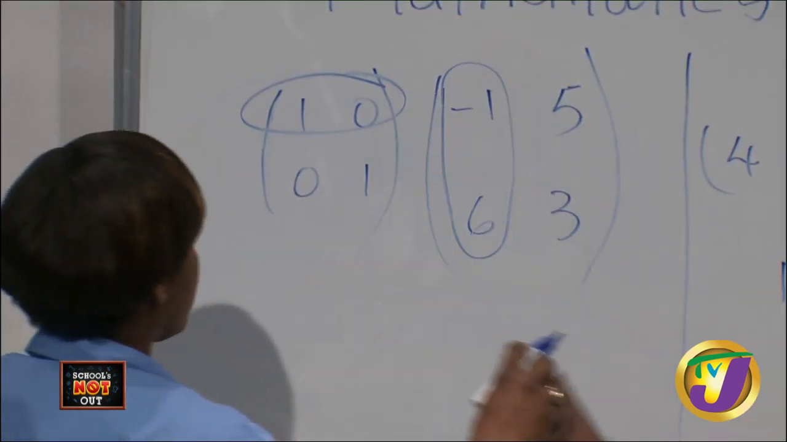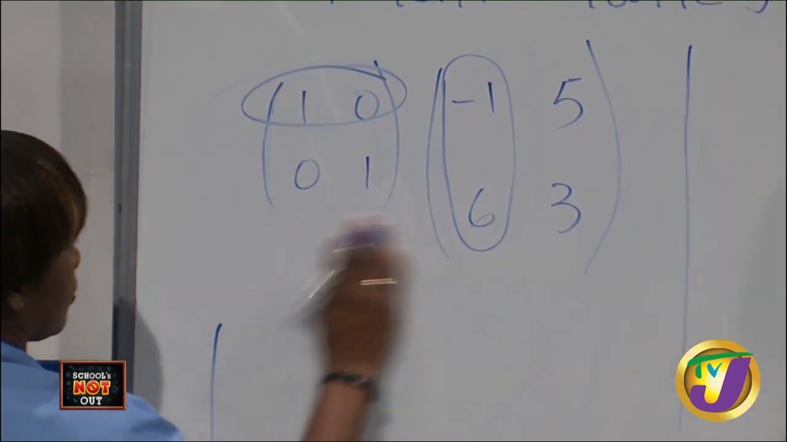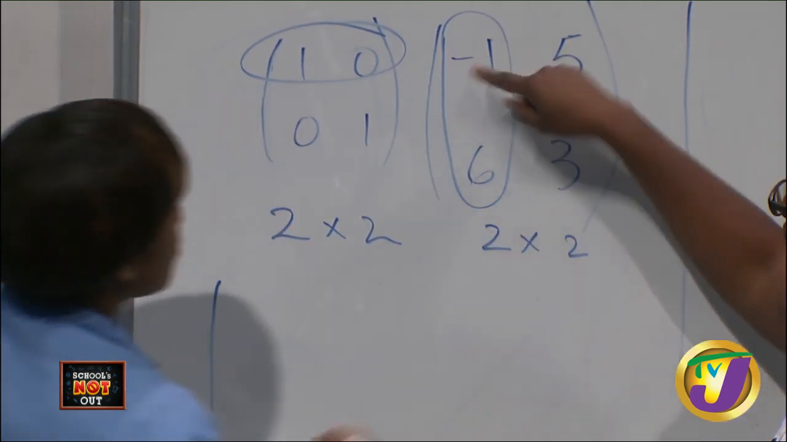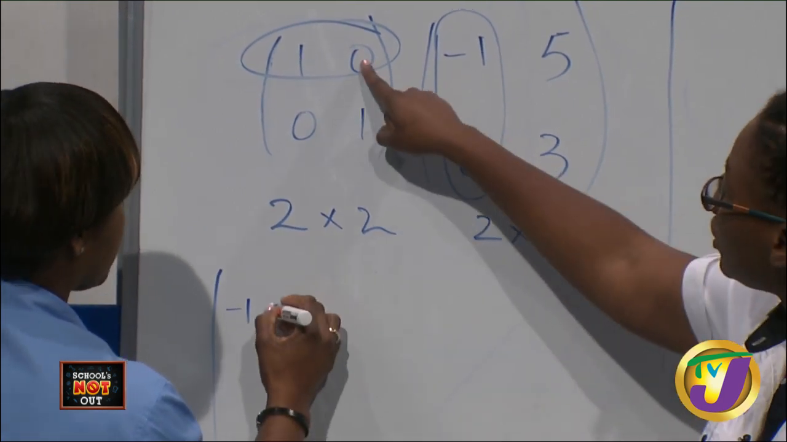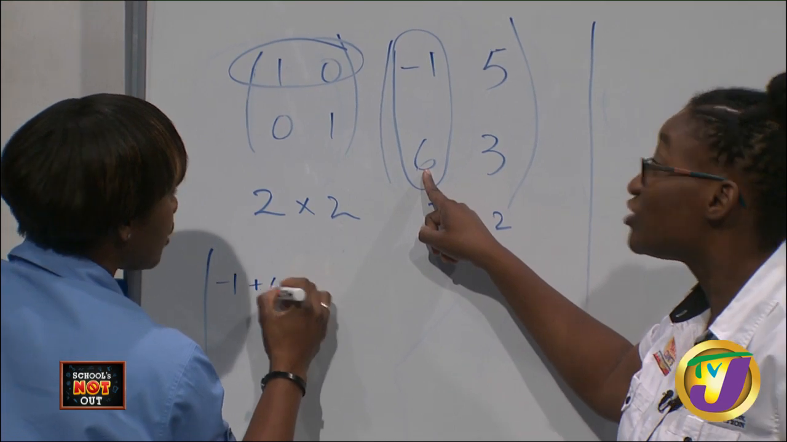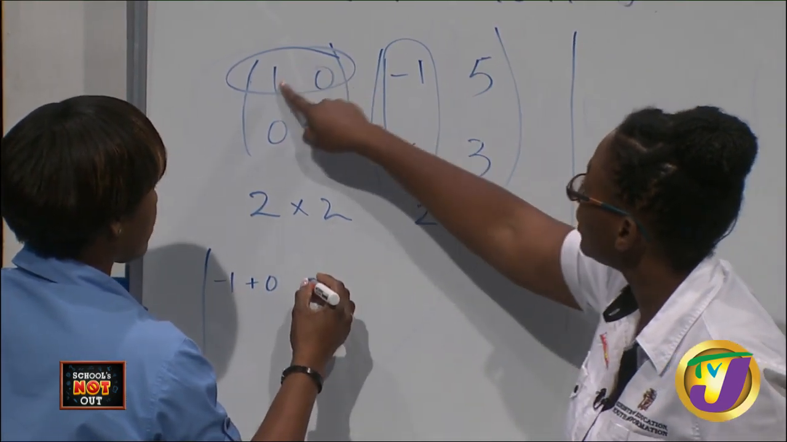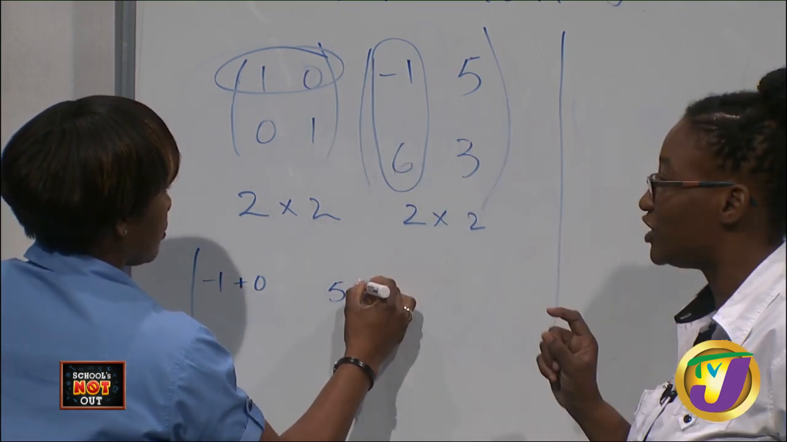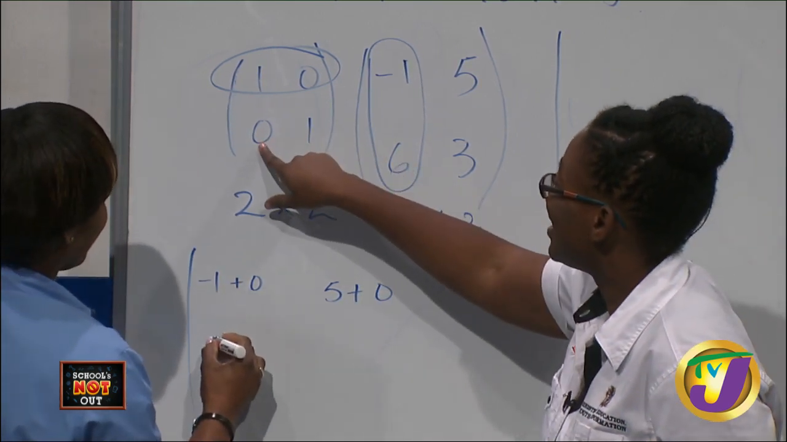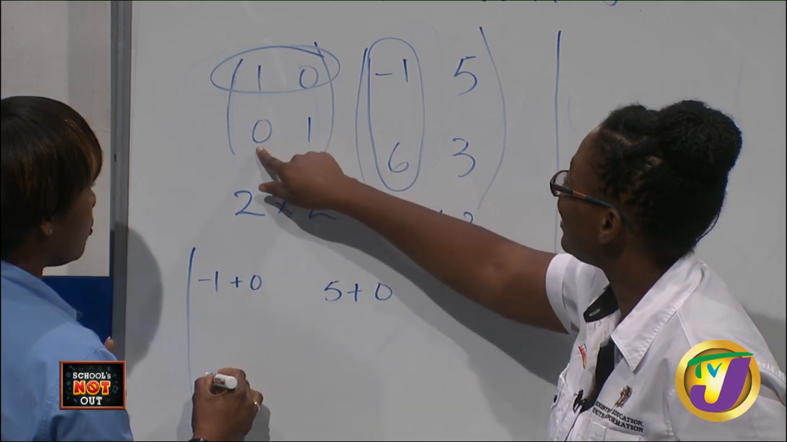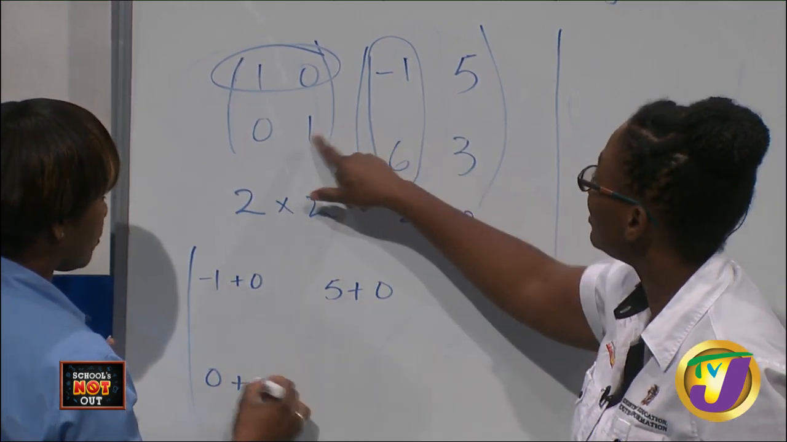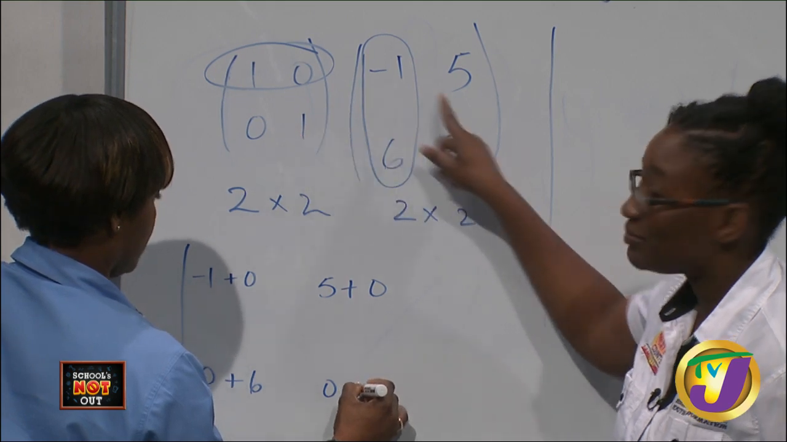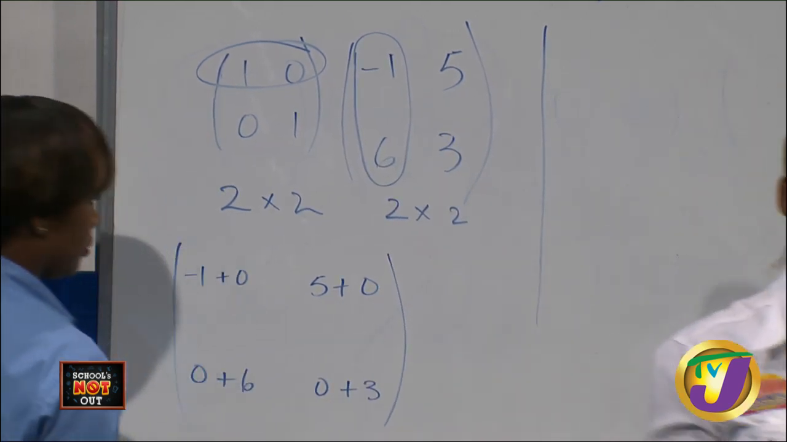Remember, it's row by column. So we have now 1 times -1, which gives us -1, 0 times 6, which gives us 0. Then let's come over to column 2. 1 times 5 gives us 5, 0 times 3 is 0. Then row 2, column 1: 0 times -1 is 0, and 1 times 6 is 6. Column 2: 0 times 5 is 0 and 1 times 3 is 3.